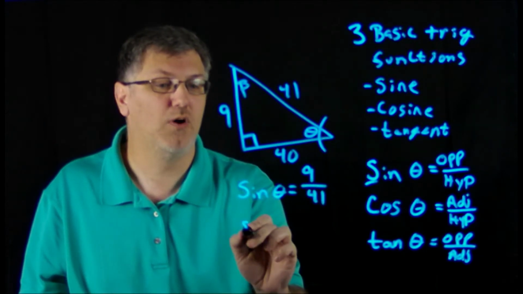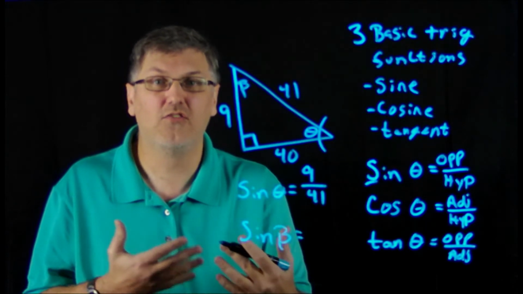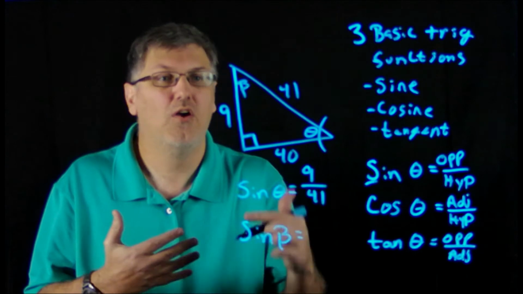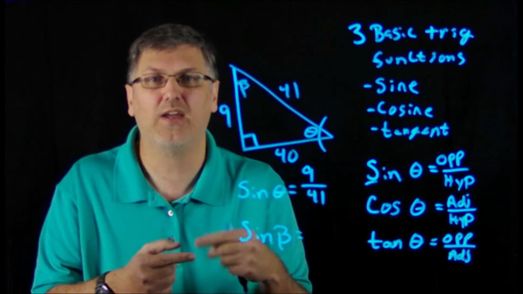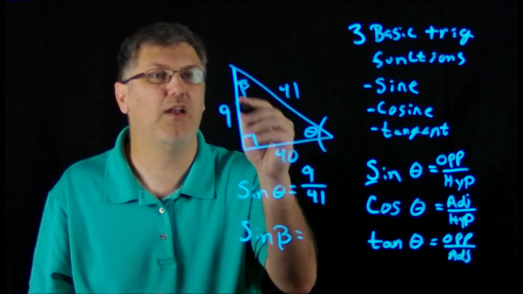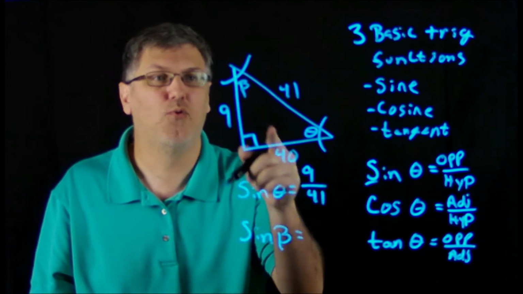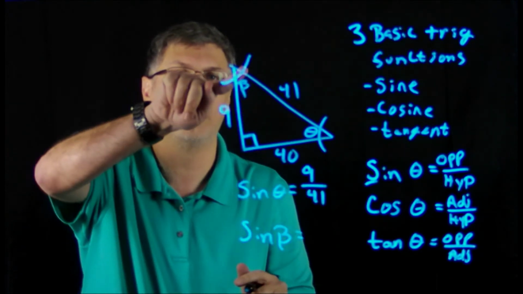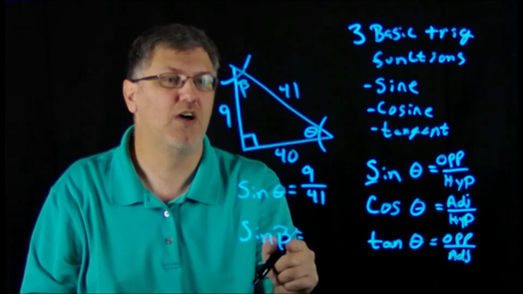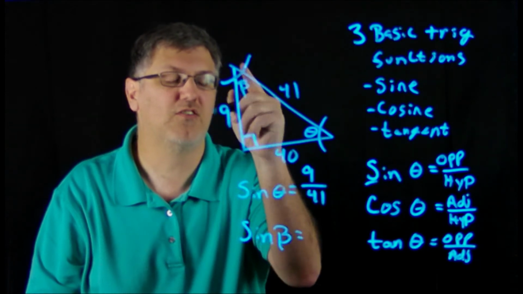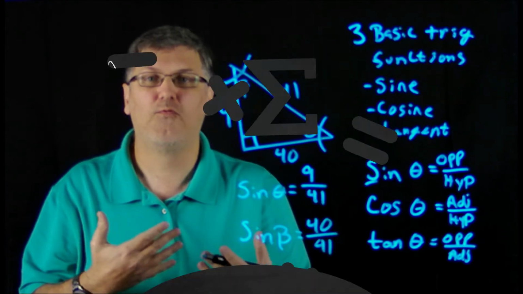I can then say, what is sine of beta? Well, it's relative to beta. This is the hardest part of trig, figuring out which angle you're using, because the two legs of the triangle are interchangeable as being opposite or adjacent based upon your angle. So I'm going to go to beta and draw my line through it. That means 9 is going to be my adjacent to beta, and 40 is opposite of beta because it's not touching. Or I can put my finger on there and see that my finger is touching the hypotenuse and the adjacent. So sine of beta, we're going to look at the opposite, the one that's not touching that line, which is going to be 40 over 41. Fairly straightforward.